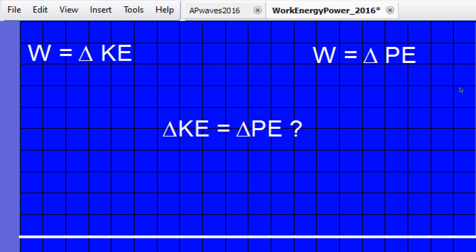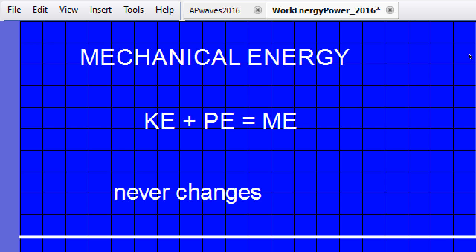So you might be asking yourself, shouldn't then the change in kinetic energy be equal to the change in potential energy? And the answer is, of course, yes. This concept is called mechanical energy, or total energy. And the idea is this. If you take the kinetic energy at any point, and you add it to the potential energy at that point, you get the total energy of the thing. That's called the mechanical energy. And here's the cool thing. That number never changes.